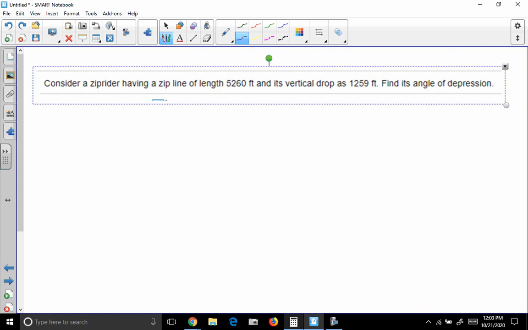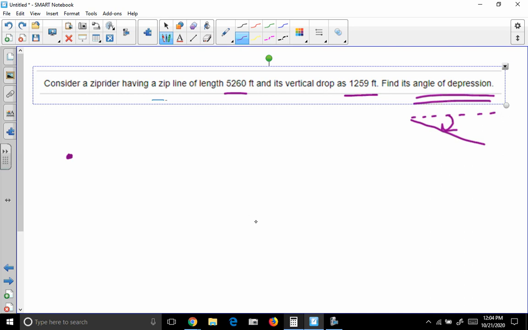Now here they talk about a zip line. The zip line has a certain length and it has a certain drop. We want to find its angle of depression. So we have to know this terminology. What is an angle of depression? There's a worksheet in Canvas that describes some different terms. An angle of depression is measured from the horizontal downward. An angle of elevation is measured from horizontal upward.